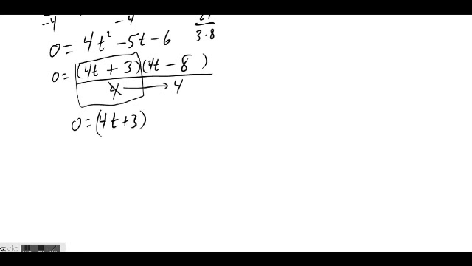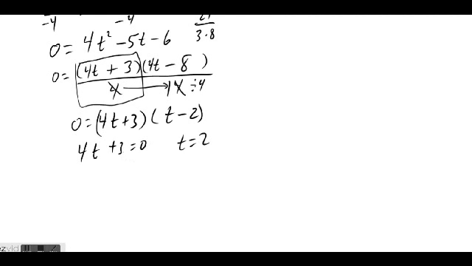Now 4t, 8, and 4, they are all multiples of 4. 4t divided by 4 gives me t. 8 divided by 4 gives me 2. 4 divided by 4 is 1, and done. Now, set each one of these equal to 0.